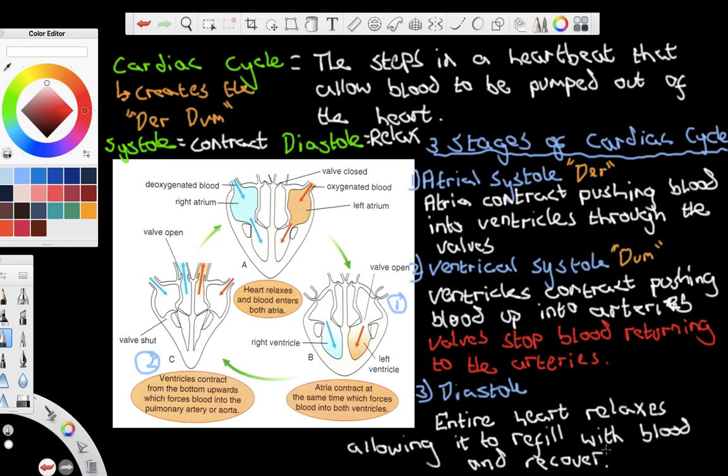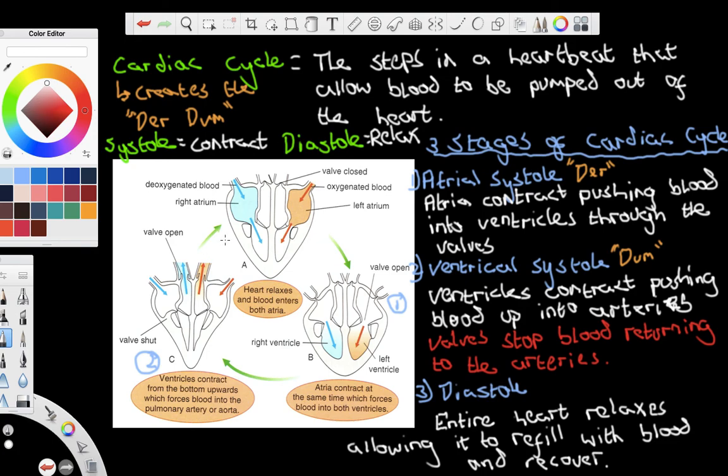So there's 3 stages to the cardiac cycle. We've got atrial systole, which gives the heart its D sound. We've got ventricular systole, which gives it its dum sound. And then we've got relaxation, which allows the heart to totally relax and recover. Remember, the valves prevent the backflow of blood, so the valves between the atria and the ventricles stop blood going back up into the atria. It forces it up into the arteries.